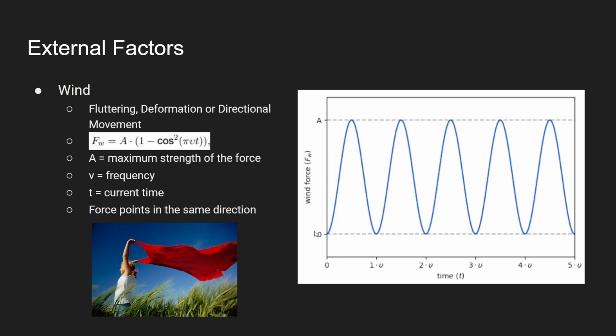But then we use a cosine here because we want the cloth to be blown and then stop, and then blow and stop subsequently. This is so that it'll be more realistic.